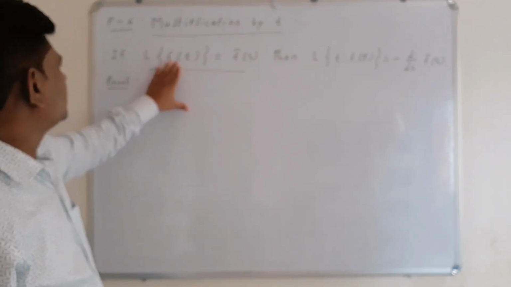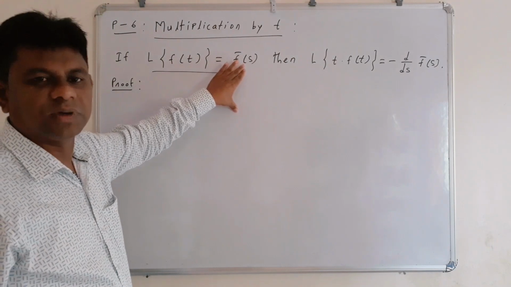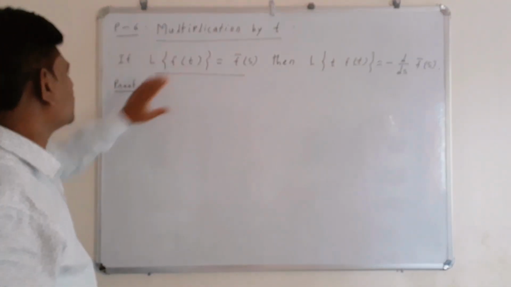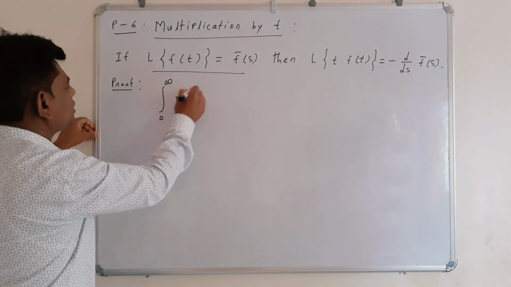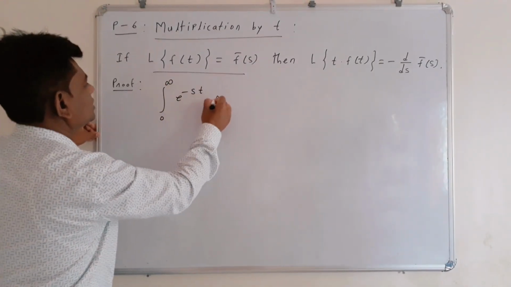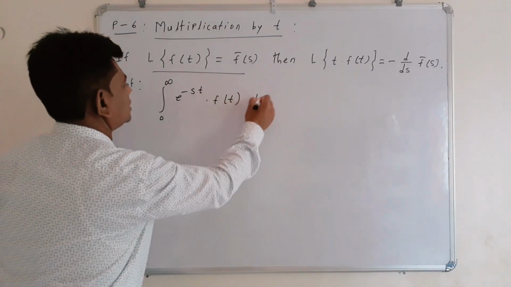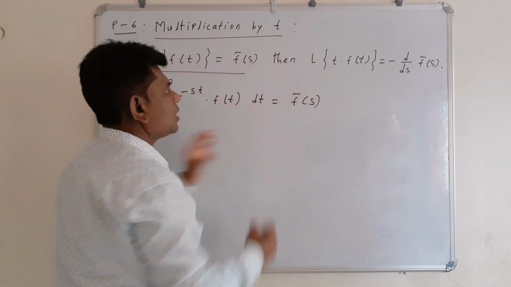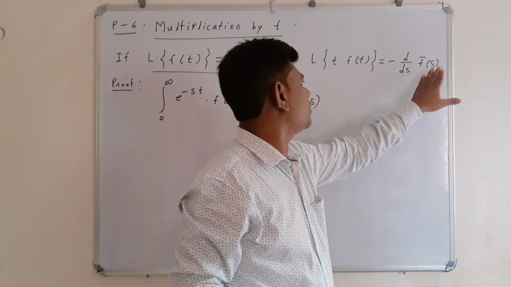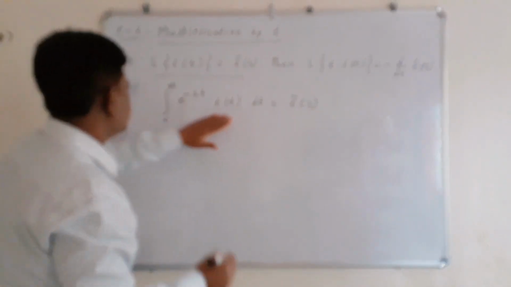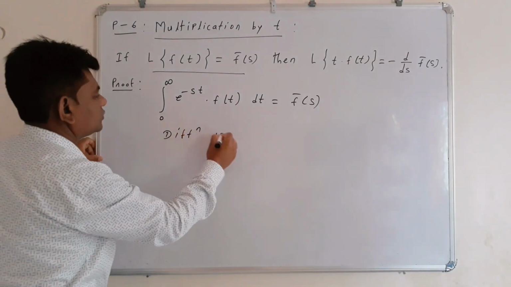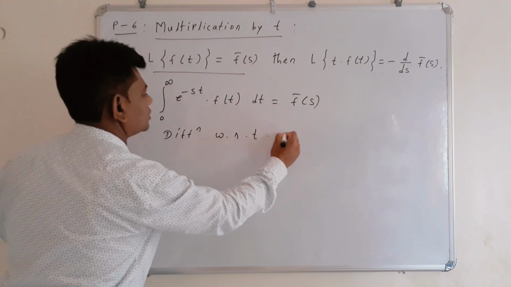So this is the given part. Laplace transform of f of t is equal to f bar s. Now by definition, Laplace transform of f of t be the integration 0 to infinity e to the power minus st f of t dt, and it is denoted by f bar s. Now for the proof we need the derivative of f bar s, so for this we differentiate this with respect to s.